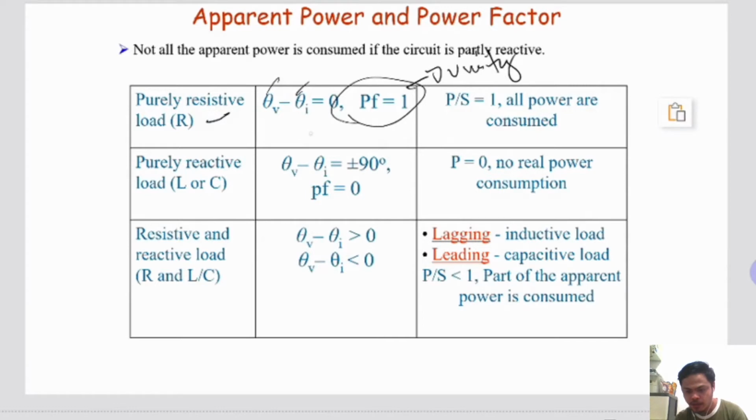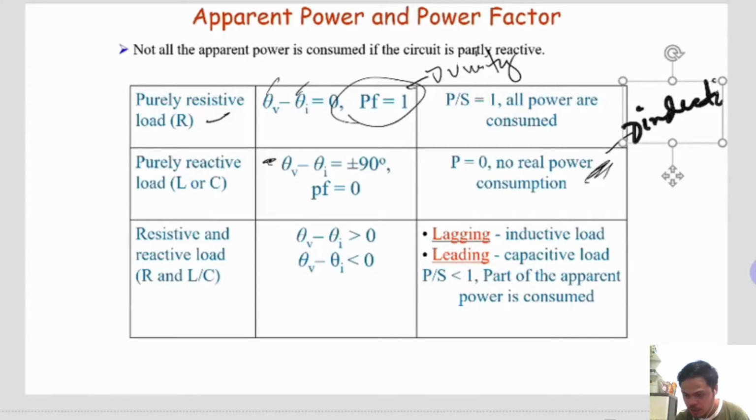It means that all power is consumed in the system. If theta V minus theta I is equal to plus or minus 90, it means that our system has a purely reactive load, or no average power at all, no real power consumed in the system. So we have two types of reactive load, either purely inductive or purely capacitive.